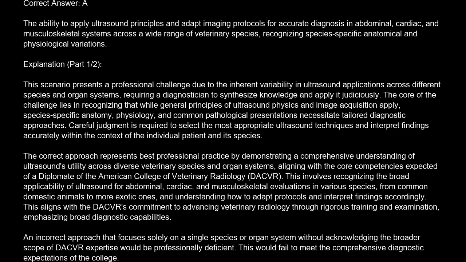The correct answer is A. The ability to apply ultrasound principles and adapt imaging protocols for accurate diagnosis in abdominal, cardiac, and musculoskeletal systems across a wide range of veterinary species, recognizing species-specific anatomical and physiological variations. Explanation. This scenario presents a professional challenge due to the inherent variability in ultrasound applications across different species and organ systems, requiring a diagnostician to synthesize knowledge and apply it judiciously.